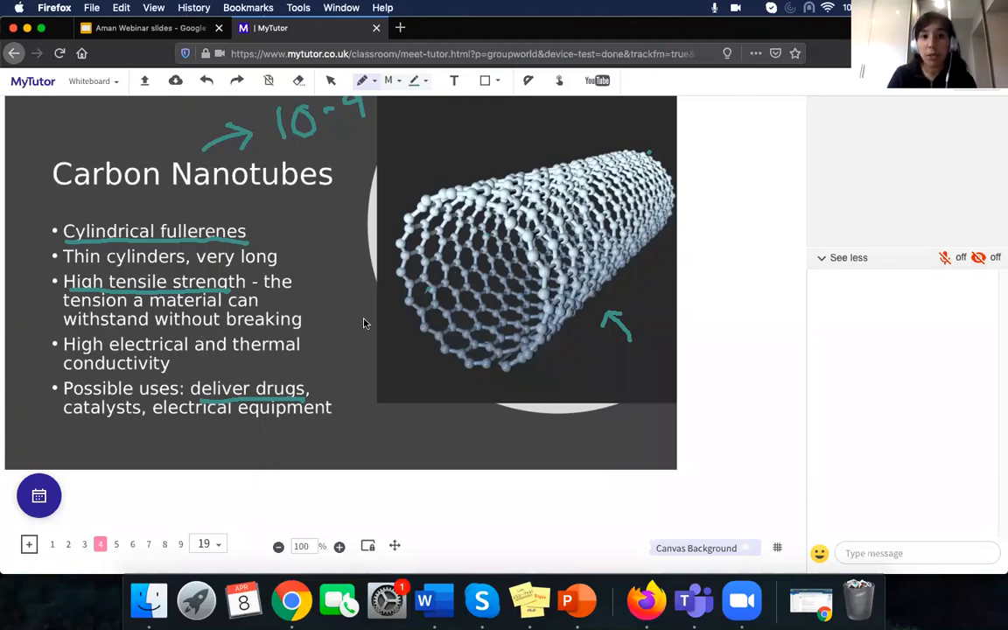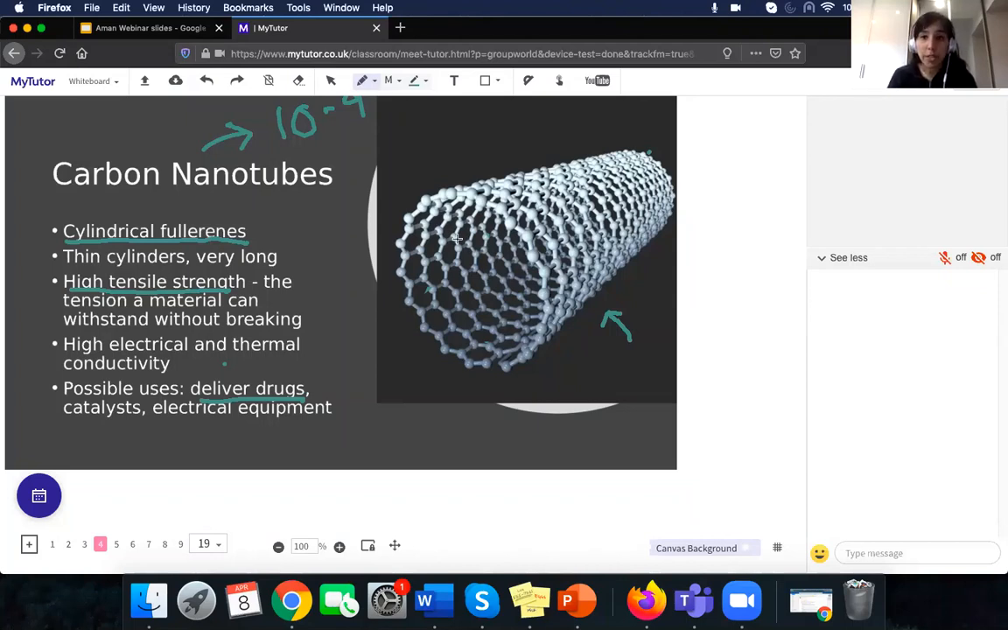Excellent, very well done. The next thing to look at is the fact that it has a high electrical and thermal conductivity. So we know already that each carbon atom forms 3 bonds. That means 1 electron is available. It's delocalized and able to carry a charge throughout the structure. What that means then is that because it can carry that charge, it has high electrical and thermal conductivity, which means that often these nanotubes are used in electrical equipment. So a lot of electrical equipment will use these nanotubes.